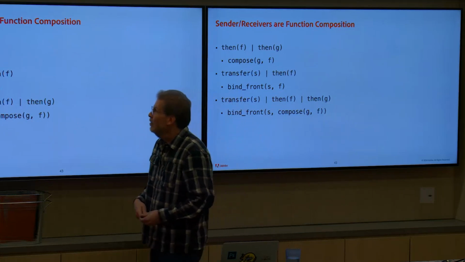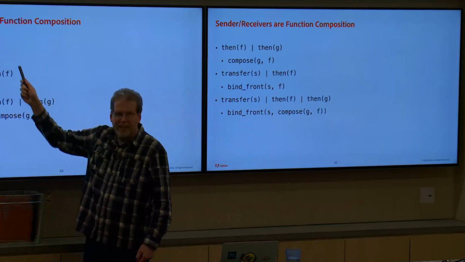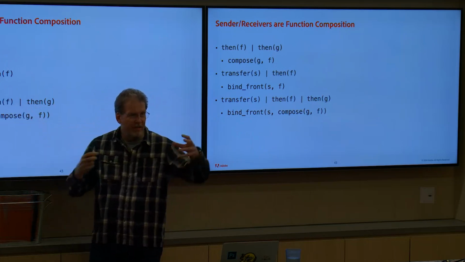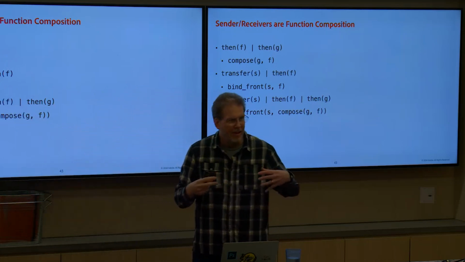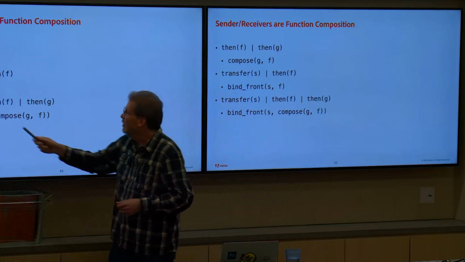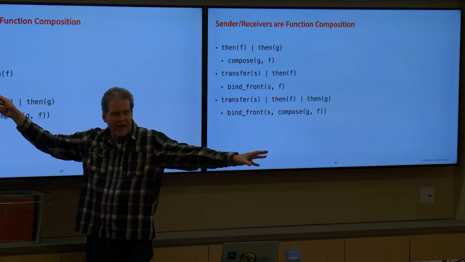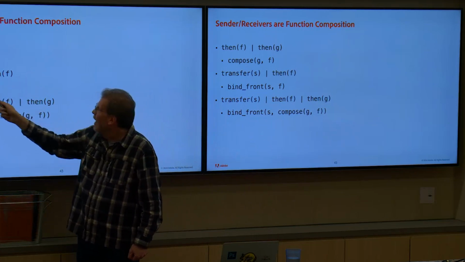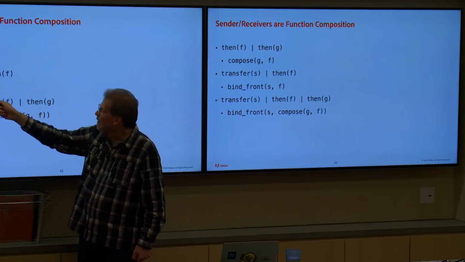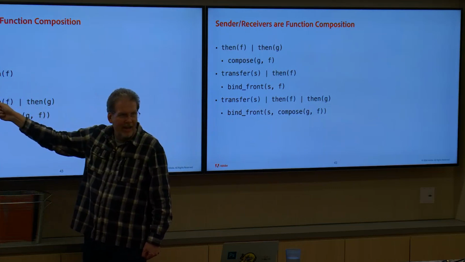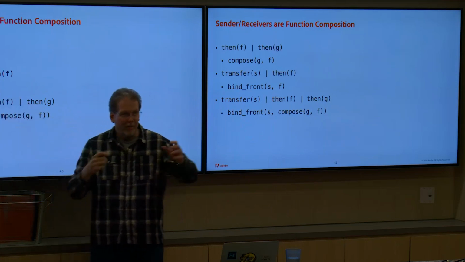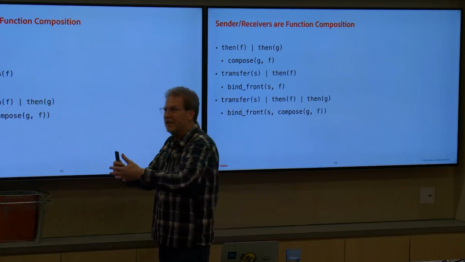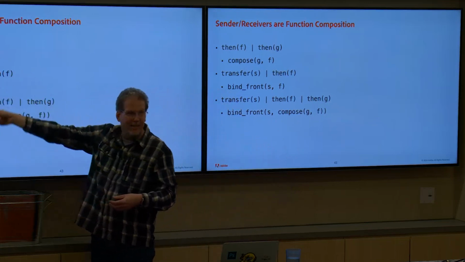Okay, so when you write then F, then G, logically what that is is compose G F. Okay, it's just a function composition. That's all it is. Okay. And if I say transfer, which lets you schedule work on some other thread, piped to then F, some function F, this is really bind this, whatever comes after it, F, to my scheduler. Okay. Now, bind and compose are returning functions. They're not actually doing the thing. And because they're returning functions and not actually doing the thing, I don't need any synchronization here.